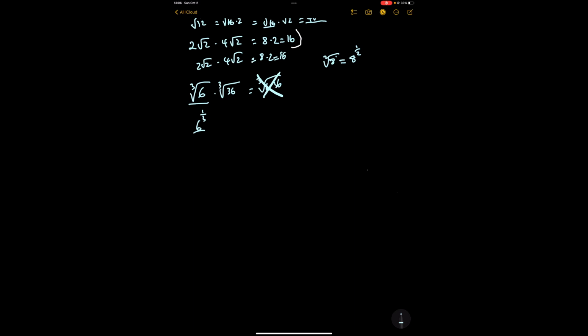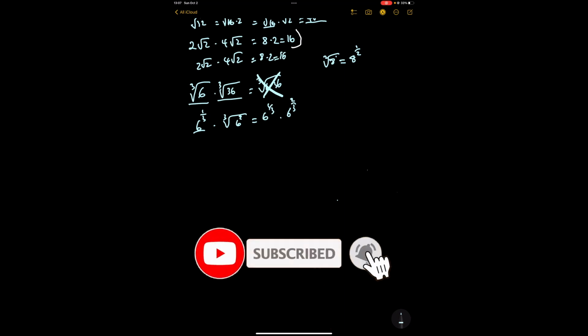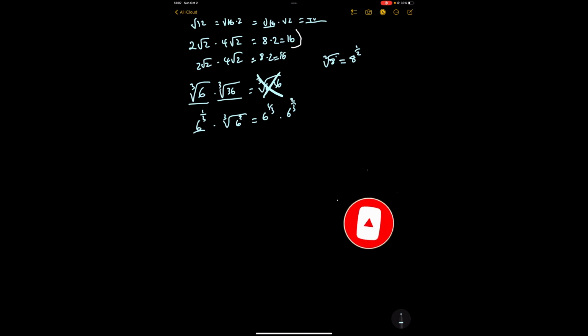Knowing this, what would the cube root of 36 be? Well, that would be the cube root of what? What is 36? 36 is 6 squared. Which means that would be 6 to the power of 1/3 times 6 to the power of 2/3. Because the inside is on the numerator and the outside on the denominator.